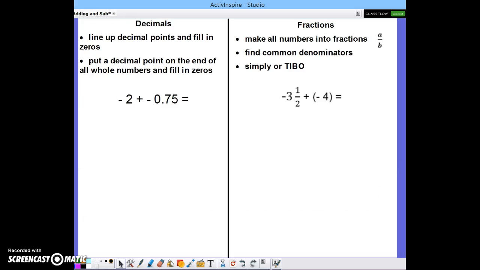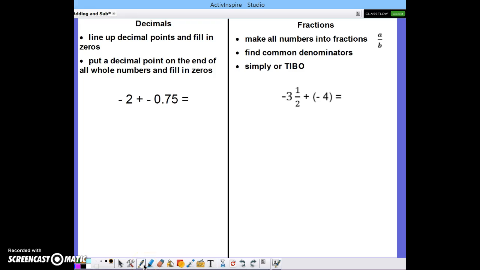So with decimals over here on the left, we have a couple rules. The first one is line up decimal points and fill in zeros. This is very, very important because we have to line up place values when adding and subtracting. The biggest mistake that I've seen is when dealing with whole numbers. It says put a decimal point on the end of all whole numbers and then fill in zeros.